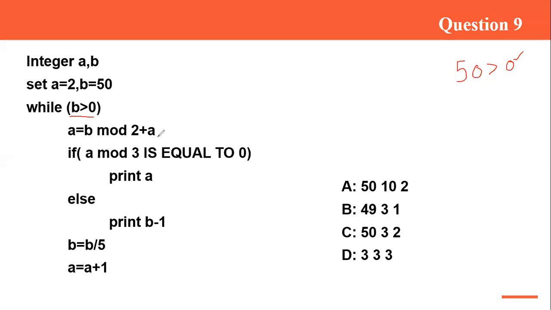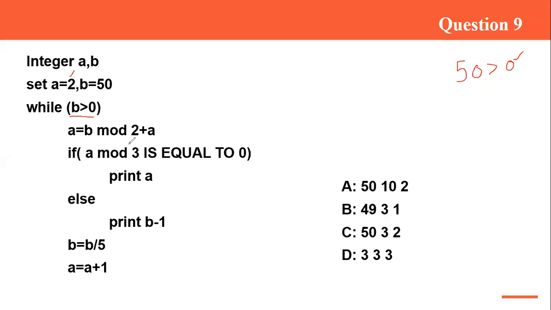0 plus A. What is the A value? 2. Is there any change in A value? No. A value is still 2 only. I hope you are able to understand. A is equal to B mod 2 plus A. 50 mod 2 is what? 50 divided by 2, what's the remainder they are asking? 0 only. 0 plus A is A only. So that is nothing but no change. So A is 2 only.